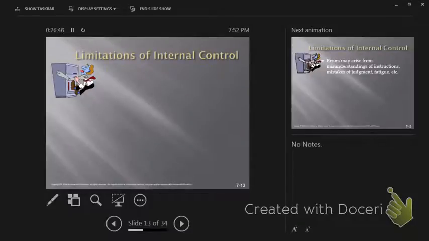So what are some limits on internal controls? Now some of you have your slides in front of your book, but if you weren't looking at it, what would you say are limits on internal control? What are some limitations that it gives us? Can it do everything? Can it stop everything?